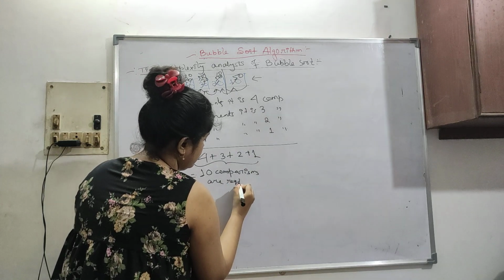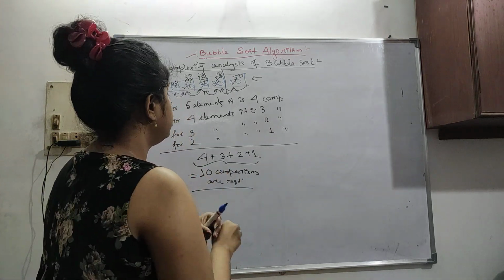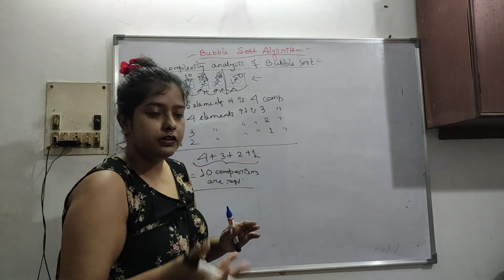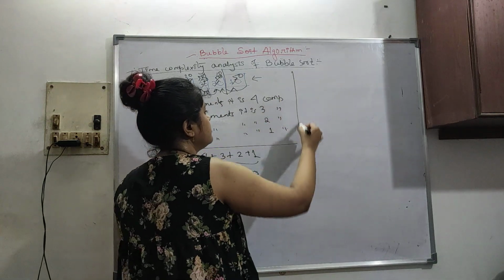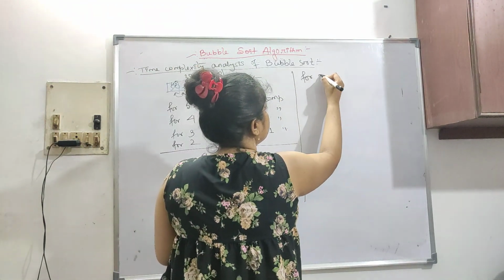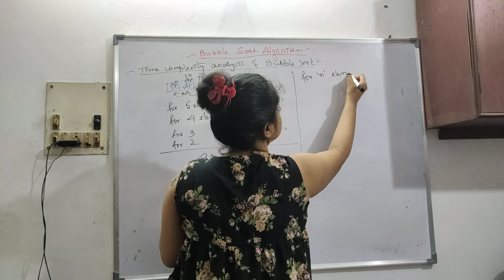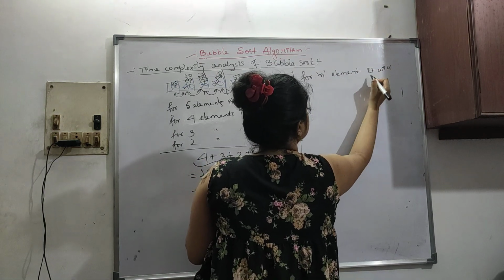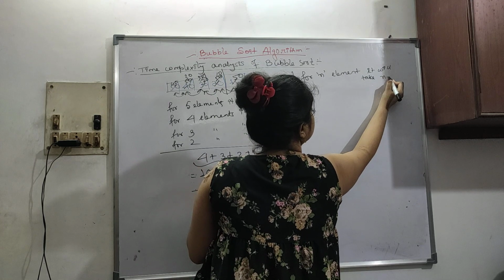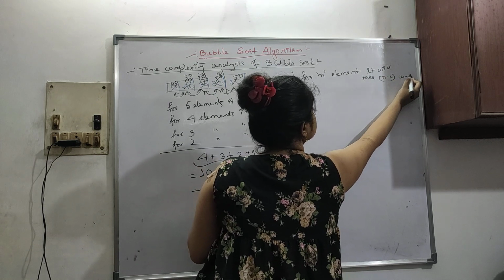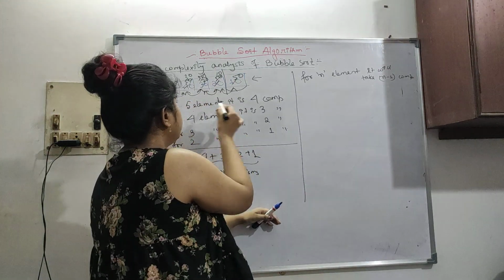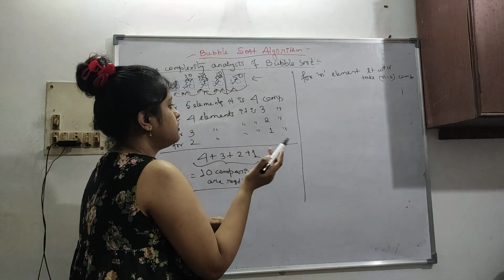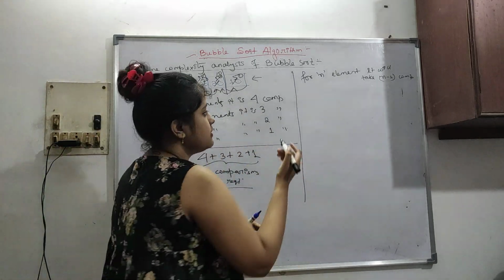are required. So this was the worst case. I'm just giving you the idea of how it is working. Now for n elements, it will take n minus 1 comparisons. Like this, for 5 elements, 4 comparisons are required. We have seen 1, 2, 3, 4. Now for 4 elements, 1 less comparison is required.